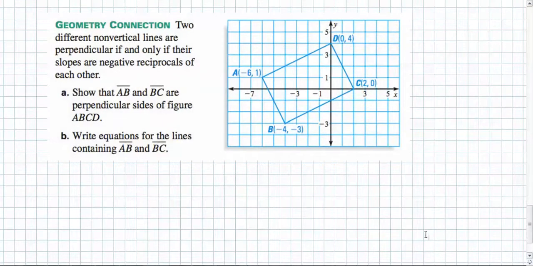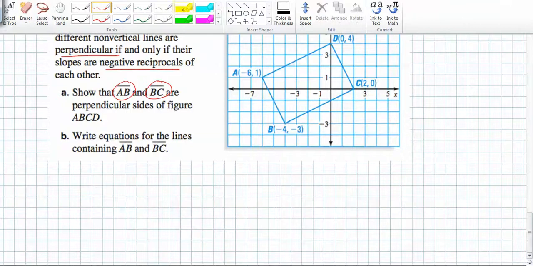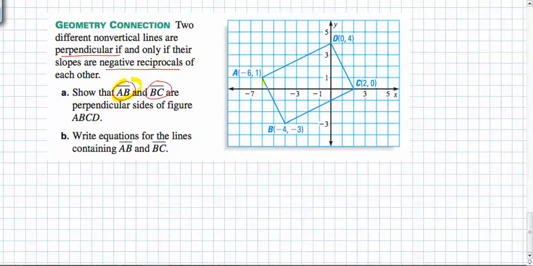Let's try another problem. 2 non-vertical lines are perpendicular if and only if their slopes are negative reciprocals of one another. So perpendicular, you need to remember negative reciprocals of one another. Show that AB and BC are perpendicular. So AB and BC, those are the sides. So AB is right here. Let's find the slope from A to B. In that case, and I'll say the slope of A to B, just to use some notation. Just so you notice, that's the slope of A to B.